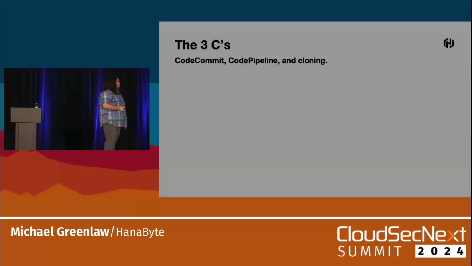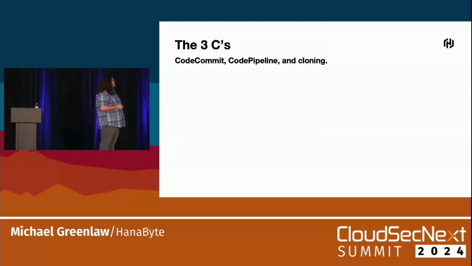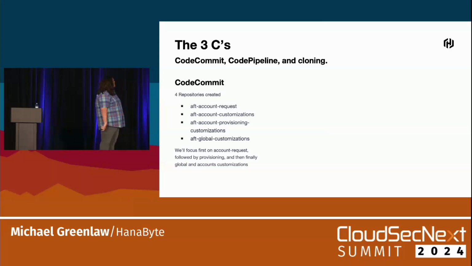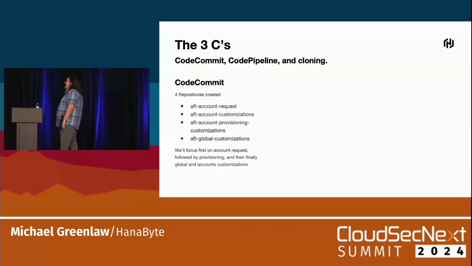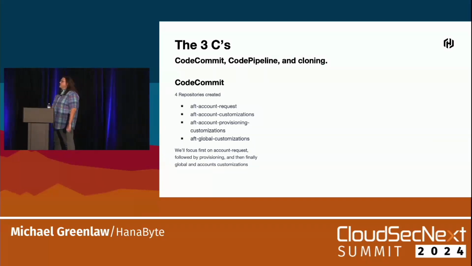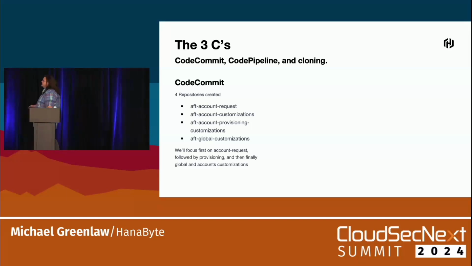So account requests, the 3 C's. CodeCommit. So what's going to happen after we have run our Terraform code? The state is in our management bucket. Everything is beginning to set up. We're going to have 4 repositories that are going to be created or need to be created in CodeCommit.